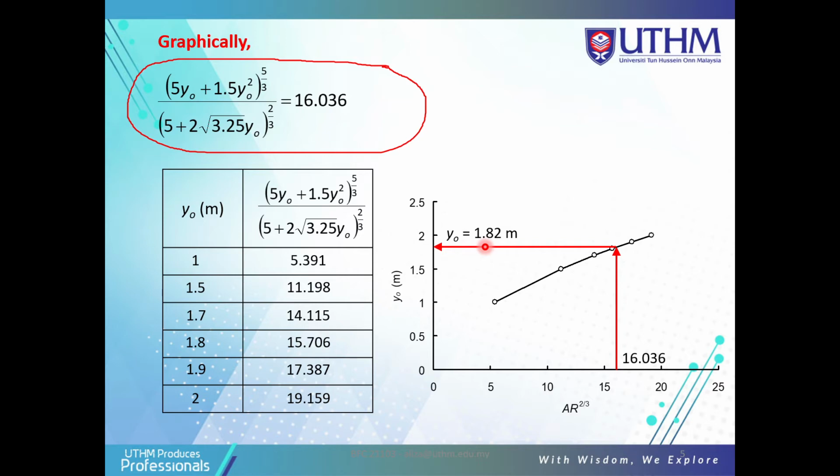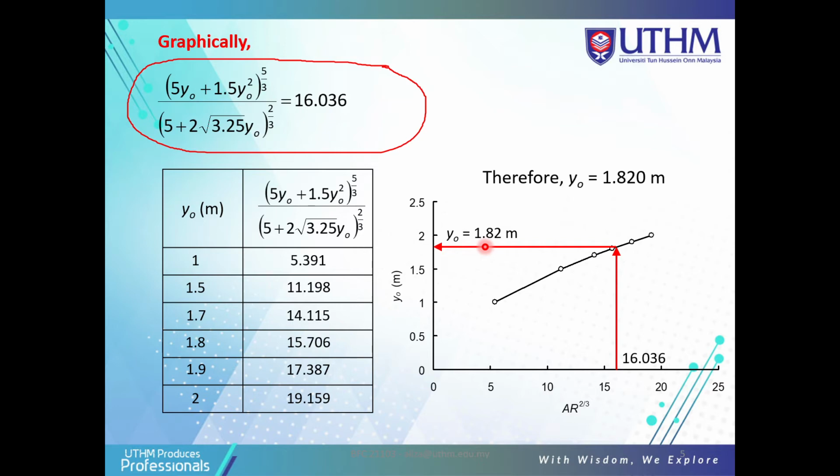Okay, for most of the semester I ask all my students to use trial and error, if it's not mentioned which method you must use. If the question asks you to use trial and error, you use trial and error. If it says graphical, you must use the graphical method and draw the graph. So that's all. If not mentioned, you can choose one of those three methods.